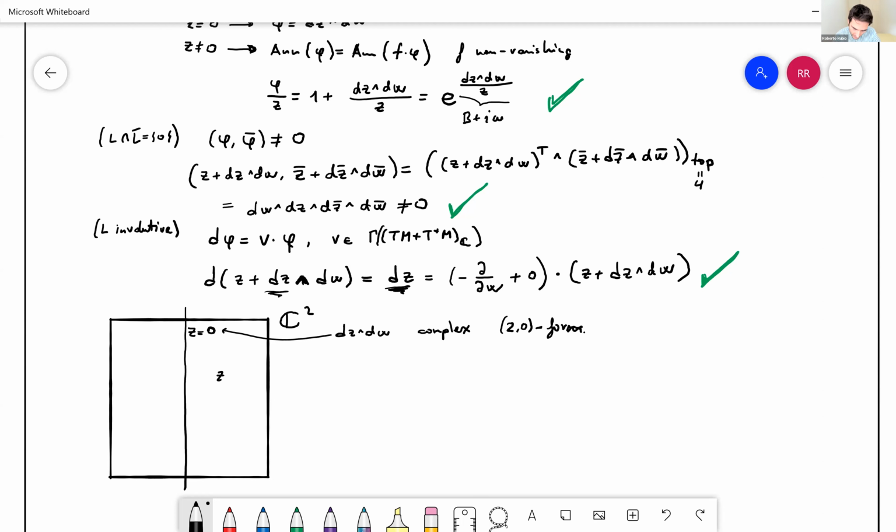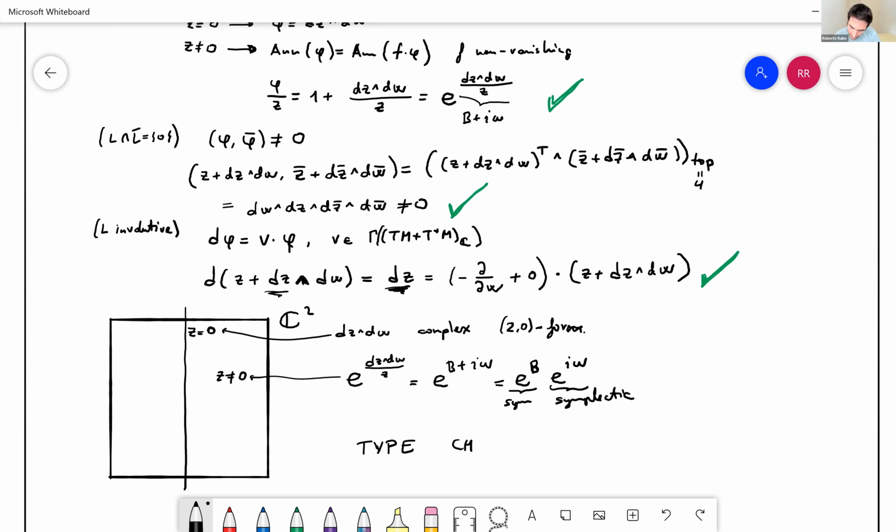And what do I get when z is not equal to 0? I'm getting this structure, which is e to the dz wedge d omega over z. And this is e of some real part, some imaginary part, and this is e to the B plus i omega. This is something you can check with the wedge product. But this is a symmetry of my theory, and this is a symplectic structure. So this is like taking a symplectic structure and applying a diffeomorphism, but a generalized diffeomorphism. So this is a very interesting phenomenon of generalized complex structures, which is type change.